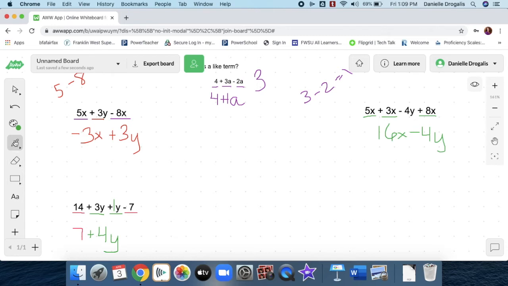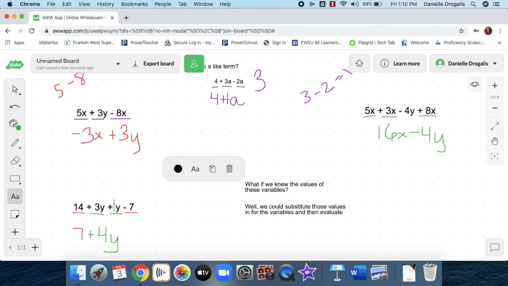I'm just going to go one step forward briefly and suggest, what if we actually knew the values of these variables? What could we do then? Well, from there, we could substitute those values in for the variables and then evaluate. So 2 more math terms there, substitute and evaluate.